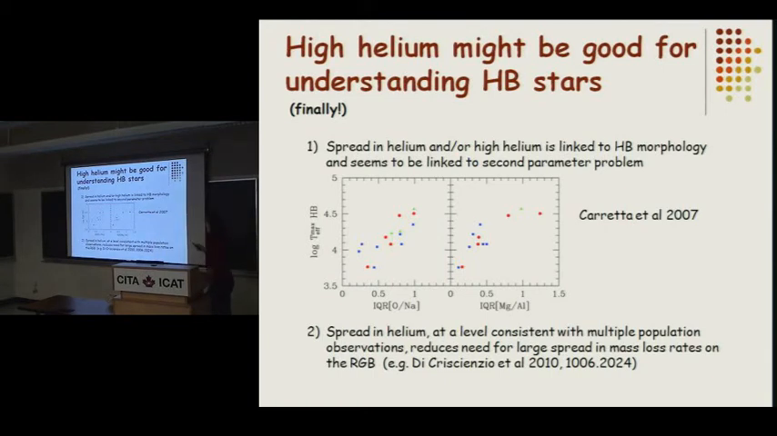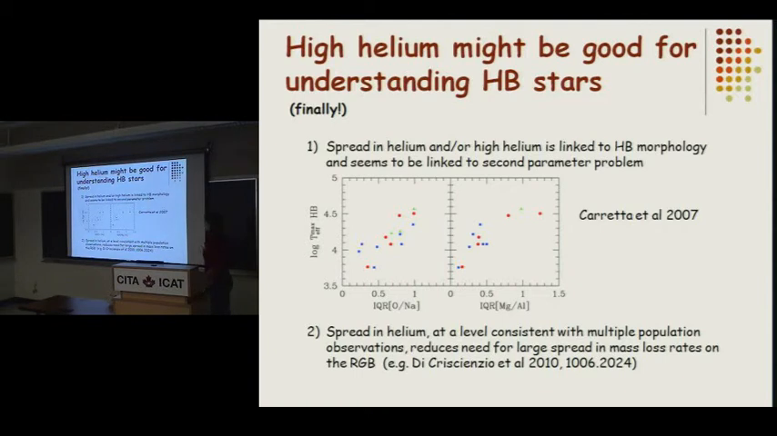So metallicity is the first parameter. Higher metallicity, more red horizontal branch. What's the second parameter? Well, let me see. Helium was proposed back in the 60s and 70s, and then people said, no, can't be done. Well, let's re-invoke it and see what happens. And what happens is that it seems to work.